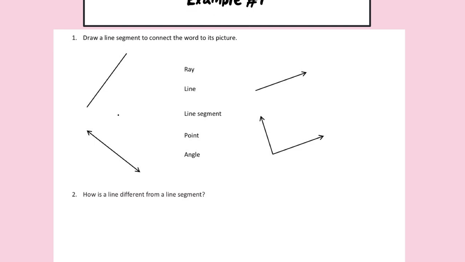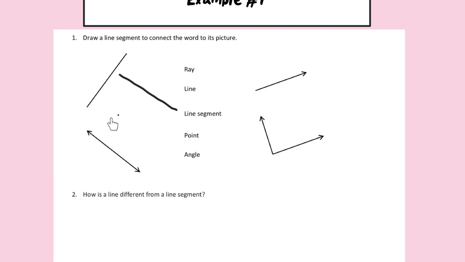Our directions for example 1 tell us to draw a line segment to connect the word to its picture. So we see our vocabulary words here: ray, line segment, point, and angle. And we're going to start with our first thing right here. We can notice that there's no arrows on either end, which tells us that this is not a line because it doesn't go on in both directions. And it's not a ray because it doesn't go on in one direction, so that leaves line segment. So I'm going to draw a line segment from here to here.